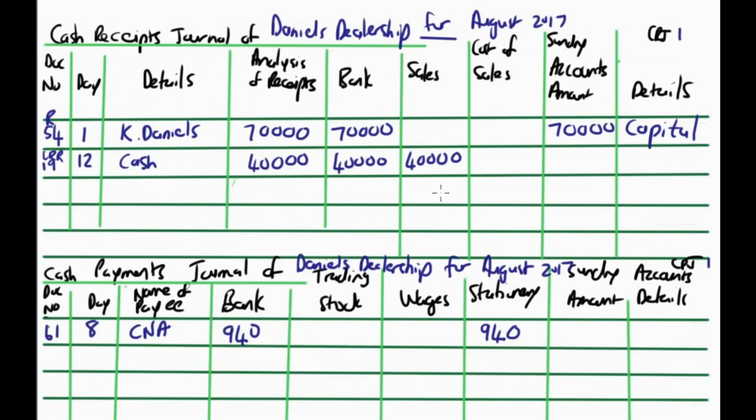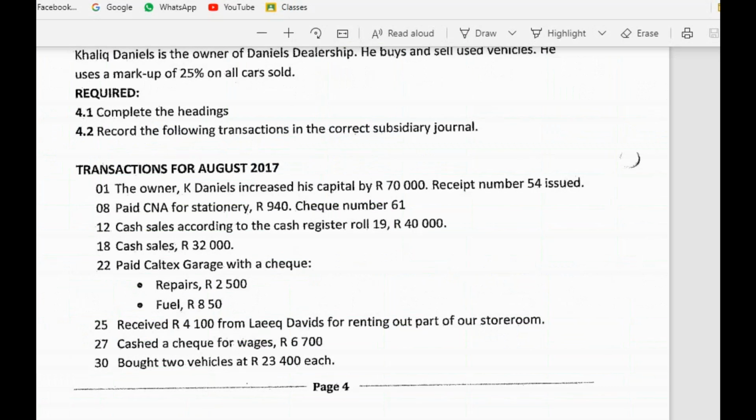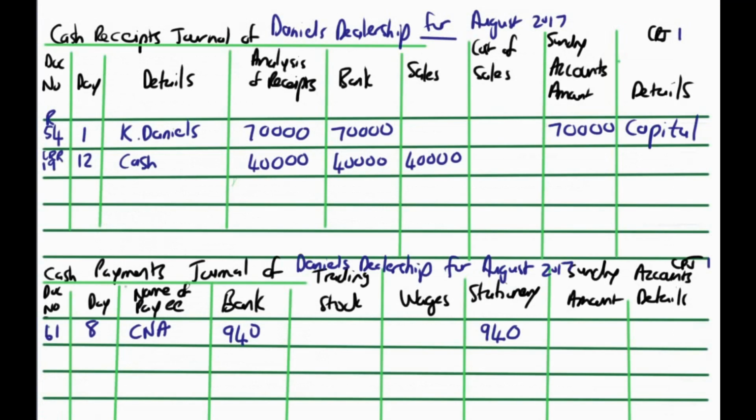But in this case, we have to work out our cost of sales. So the way we work out our cost of sales is we've got to take the 40,000 multiplied by 100 divided by 125, right? So grab your calculators and check if you can work that out. It's 40,000 multiplied by 100 divided by 125, and you'll see that you get an amount of 32,000 Rand. So that's your cost of sales amount, and that amount would go over here, 32,000 Rand.